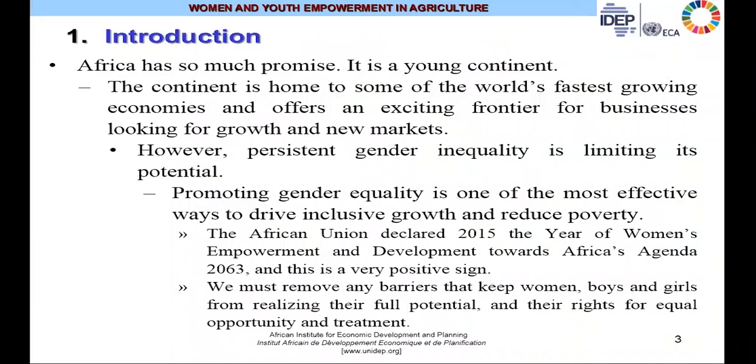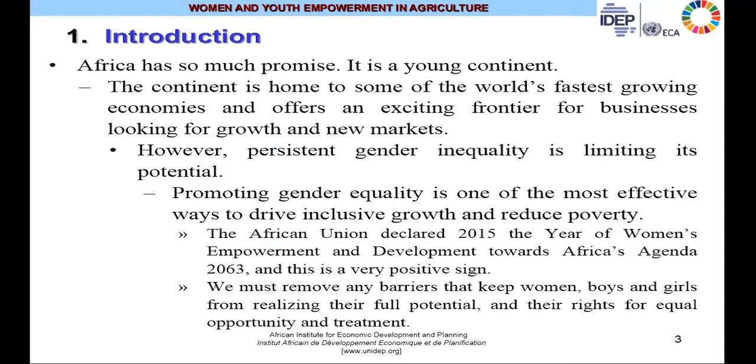Africa has so much promise. Africa is a young continent. It is home to some of the world's fastest growing economies and offers an exciting frontier for businesses looking for growth and new markets. However, the issue of gender inequality and youth marginalization is limiting Africa's potential. Promoting gender equality is one of the most effective ways to drive inclusive growth and reduce poverty.